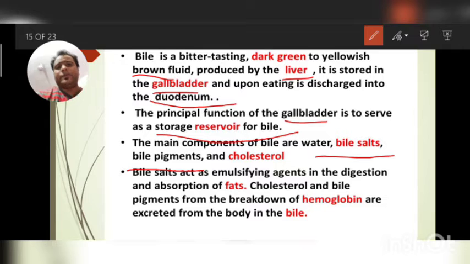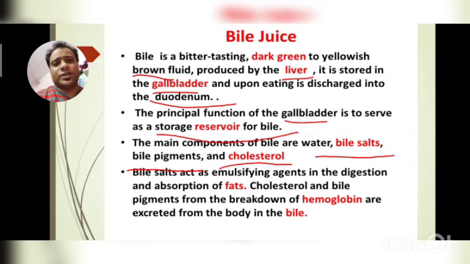In bile pigment we have two pigments called bilirubin and biliverdin. Just remember this: bilirubin and biliverdin. Some amount of cholesterol is also present. Bile salt helps to emulsify fat, and the main function is the emulsification of fat.